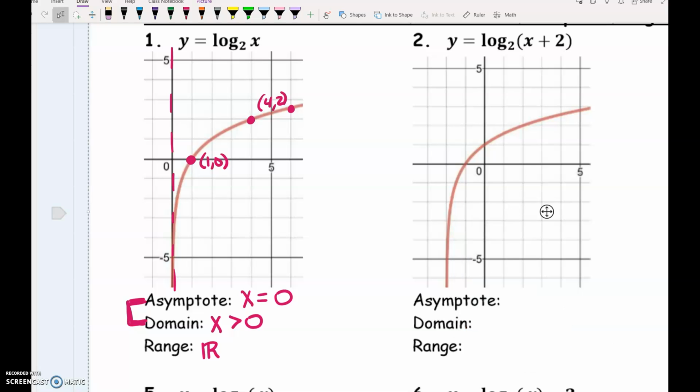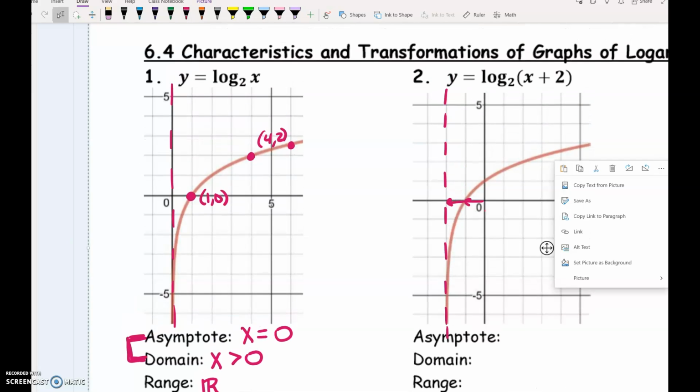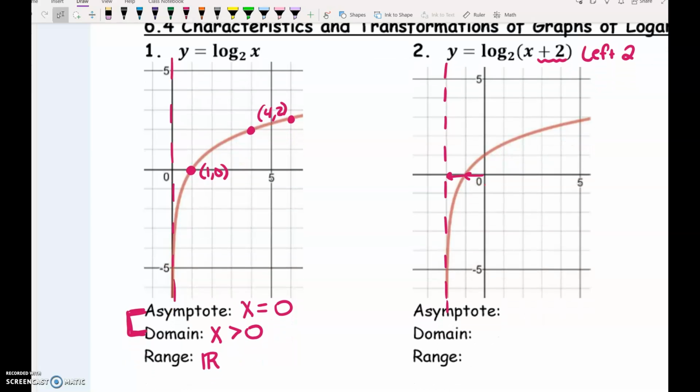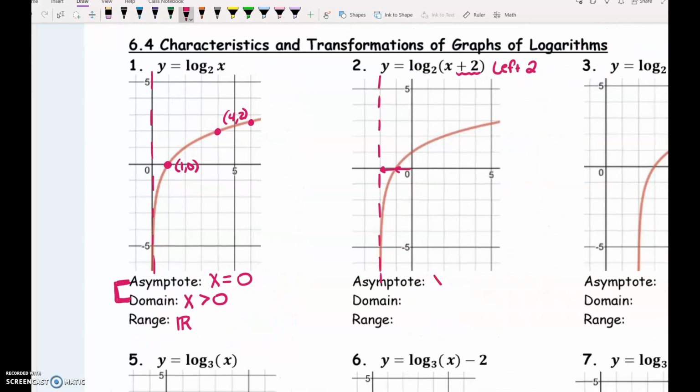Take a look at number 2. This asymptote is here. The asymptote used to be at 0. The asymptote moved left 2. Do you see anything in that equation that would indicate a movement left 2? This plus 2 moved the entire graph left 2. And because the graph moved left 2, the asymptote is now x equals negative 2.